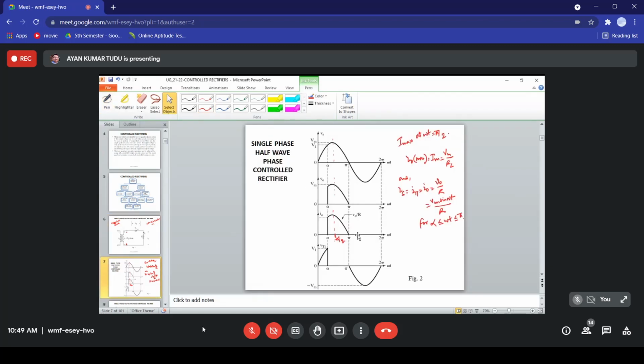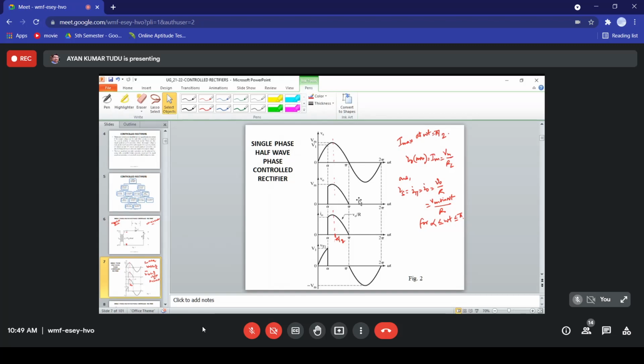As you can see, there is no thyristor current or load current flowing. Under the reverse bias condition, the thyristor will behave as an open switch, and therefore there will be no output current and voltage during this period. Both the load voltage and the load current would be zero, as can be seen from here.